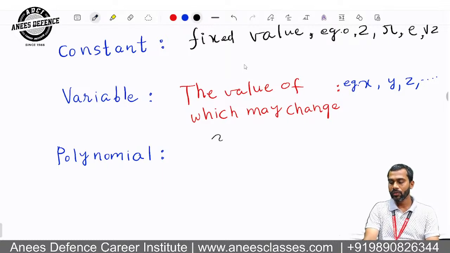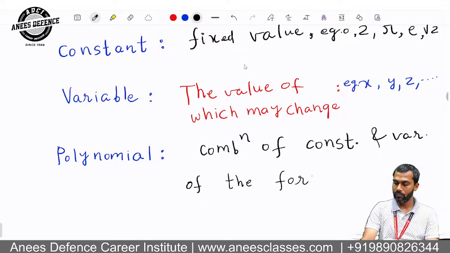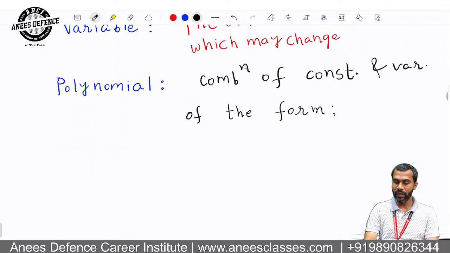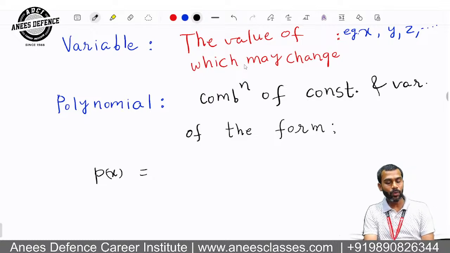Yes, just write it down. Combination of constant and variable of the form p of x is equal to. I'm talking about again single variable polynomial. So p of x, p means polynomial, x means the name of the variable. The variable would be x here, and the rest of the things would be constant only.